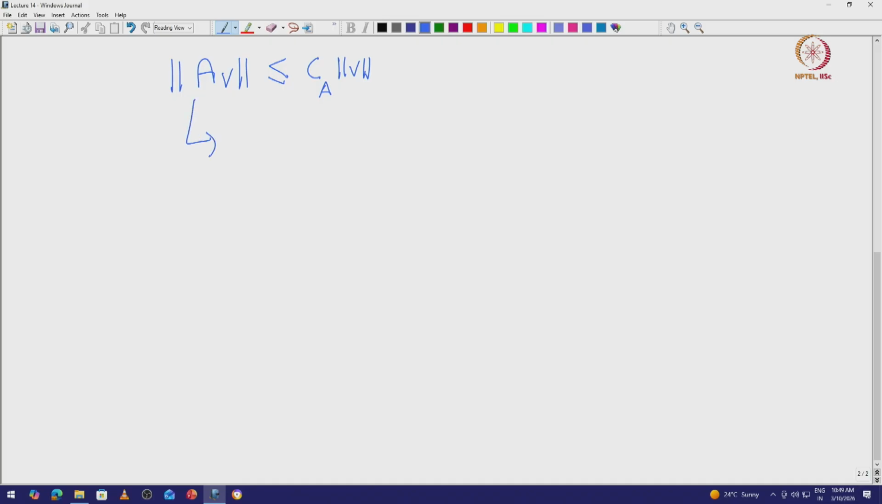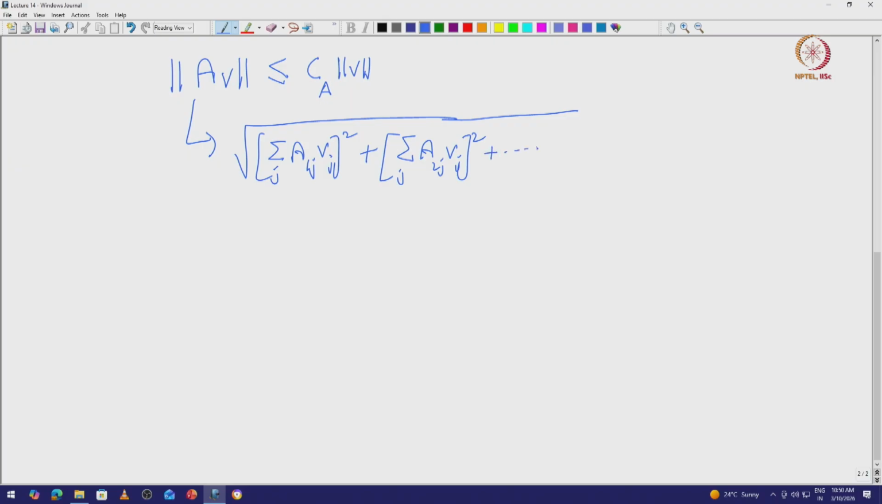I mean, again, this is the square root of the sum of A1j Vj squared plus A2j Vj squared, etc. So what norm can we use? We can use, for example, the operator norm, yeah, for example. So nonetheless, we'll use the L2 norm for Rn.